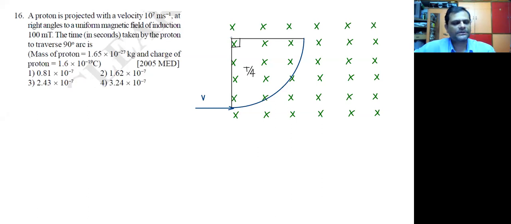तो उसके लिए हमारे पास फॉर्मूला है जो कि हम जानते हैं ऑलरेडी. चलो रेडियस का फॉर्मूला तो हमारे पास ऑलरेडी है जो कि एक्चुअली mv/qB हुआ करता है. Whenever a charged particle enters into the magnetic field, its radius is given by this formula. And period of revolution के लिए फॉर्मूला क्या है. Period is given by 2 pi r upon v. This is the formula for circular motion.